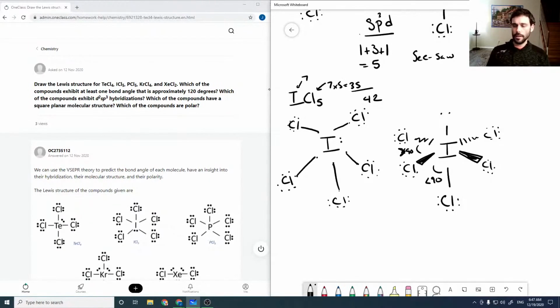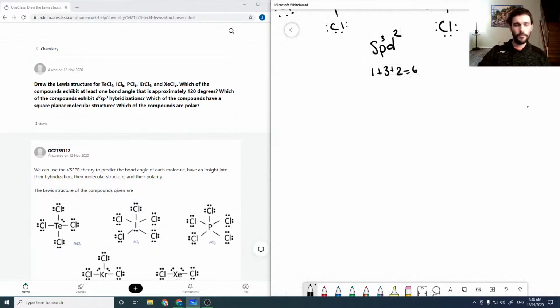And iodine in this case has 6 bonding partners, so following the same rules, we need 1 plus 3 plus 2 equals 6, so sp3d2. Okay, PCl5. Phosphorus has 5. Each of these contributes 7 times 5, which is 35, so 40 total. Our phosphorus has 5 bonding partners, so we might as well split all 5 of the electrons.